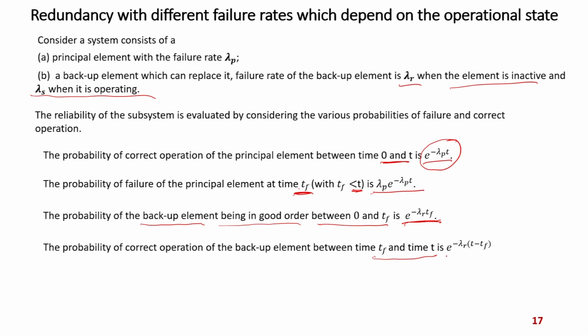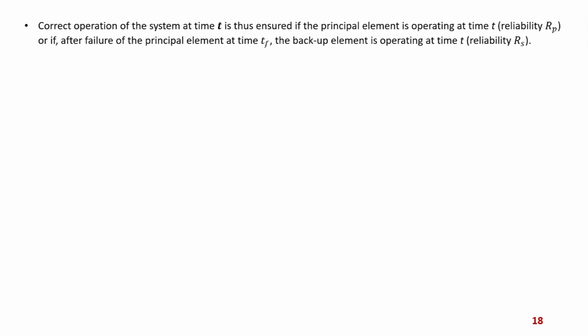So, this is given by e to the power minus lambda r (t minus t f). Now, the correct operation of the system at time t, that is, whether the system is working or not, is ensured if the principal element is operating at time t, where we have the reliability R p. So this is one condition. What is the other condition? First, we are considering that the main system or the primary element will not fail from time 0 to t, where t is the mission time.